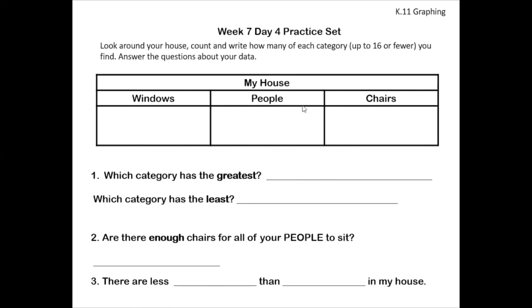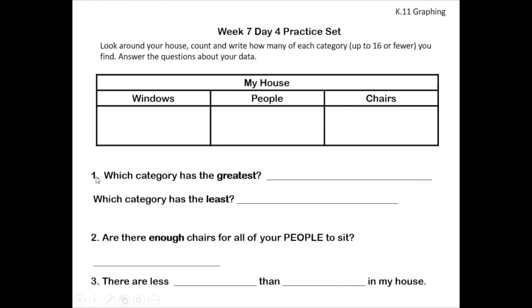Okay. And remember, your people could be anyone in the house that lives with you. Your mom, your dad, you, your brother, your sister, your aunt, your grandma, your grandpa, your cousins, anyone in the house that lives with you. Count up all the people. And don't forget yourself.